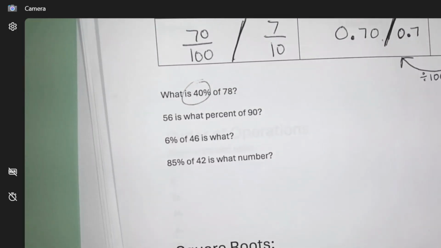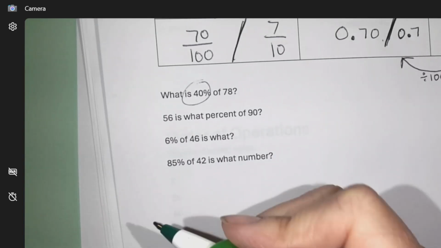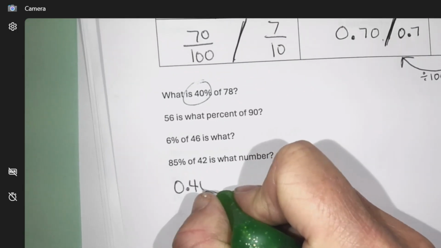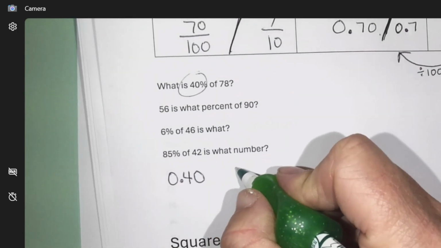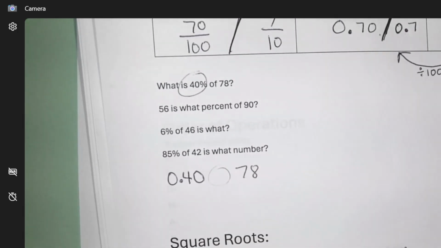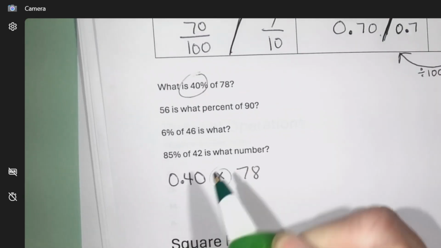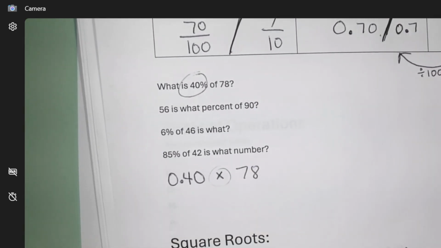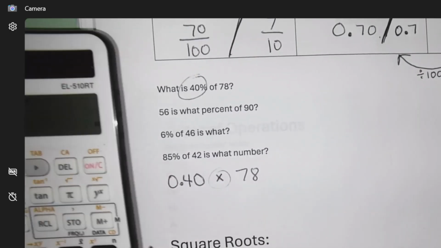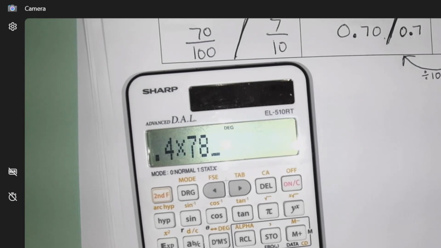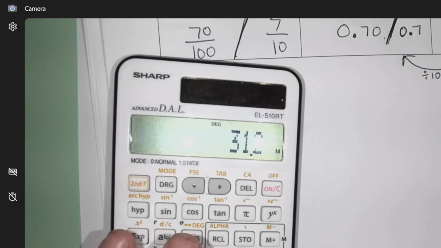You change this to a decimal. So what's that value? That's turned into a decimal. And then what operation do I use? So when I say operation, that's times, divide, or add, subtract. Multiplication. 40% of 78. How close was our guessing game? 31.2.